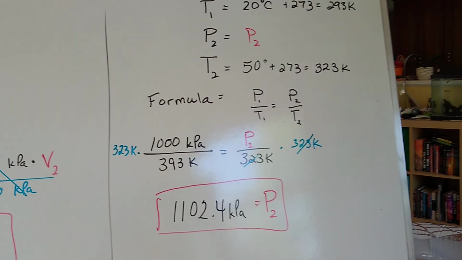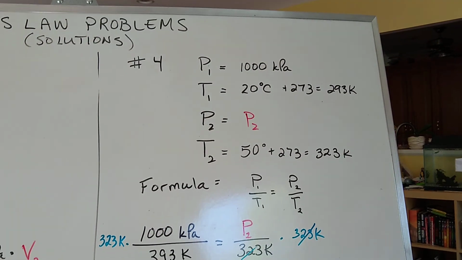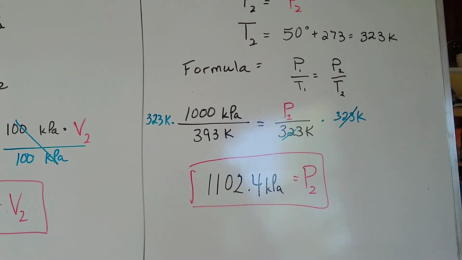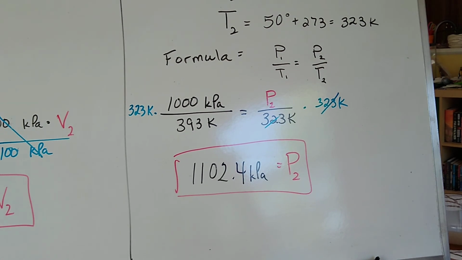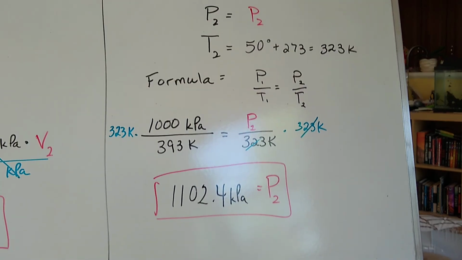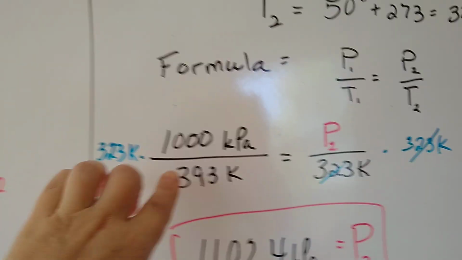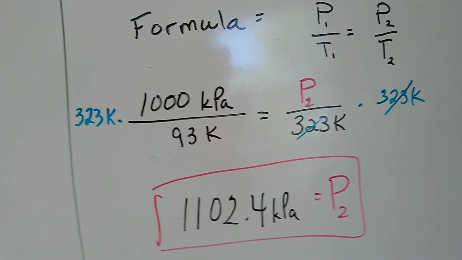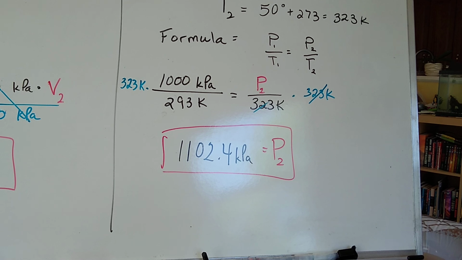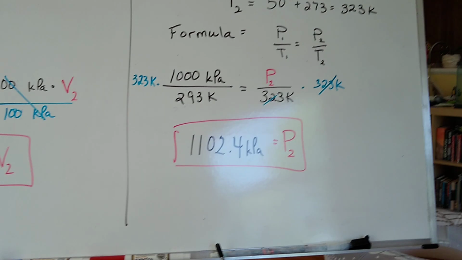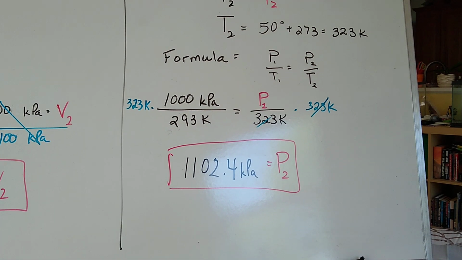A direct relationship, when one goes up, the other goes up. So we should expect a value of P2 to be greater than 1,000 kilopascals. Plug in your variables. 1,000 kilopascals divided by 393 Kelvin. Unknown pressure divided by 323 Kelvin. That should be 293, sorry. When you carry out the math, you get 1,102.4 kilopascals. Our pressure increased the same way our temperature had increased.